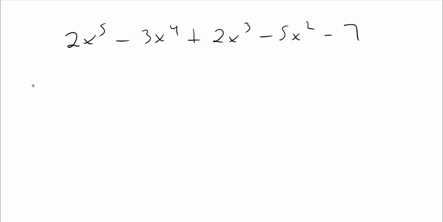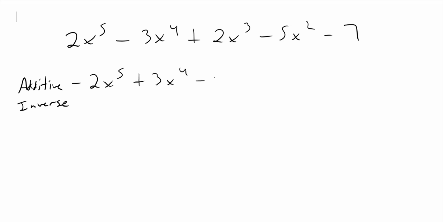So let me write this out here. Additive inverse is basically negative 2x to the 5th plus 3x to the 4th minus 2x cubed plus 5x squared plus 7. It's like super easy. Literally you change the signs of every term. That's it. That's what additive inverse is. Okay, that's our first topic. Pretty easy. Your little kid brother could do this one.